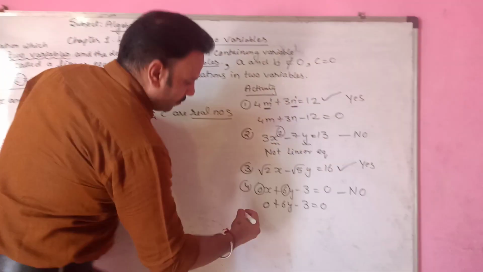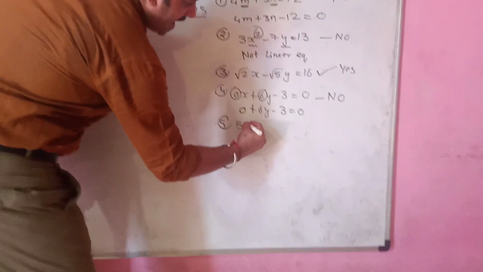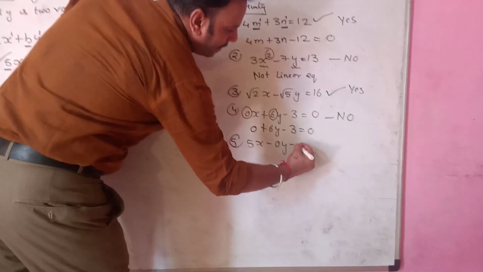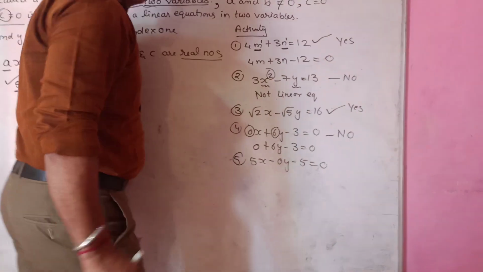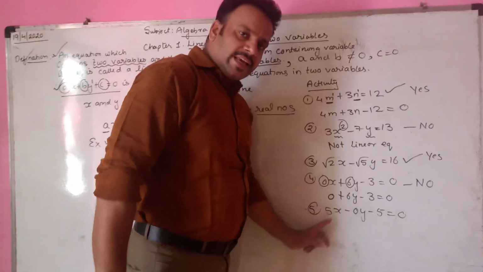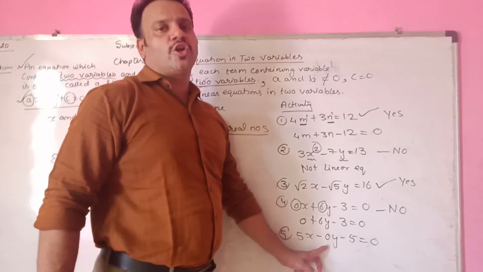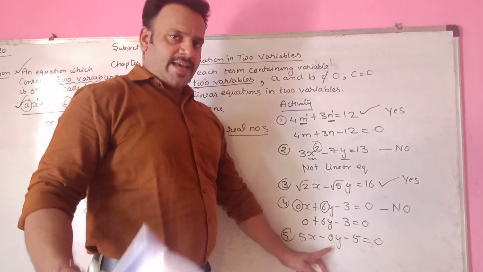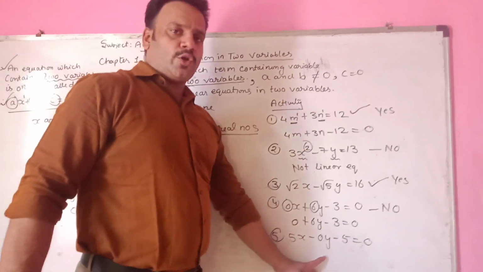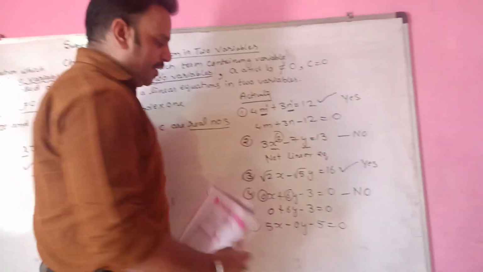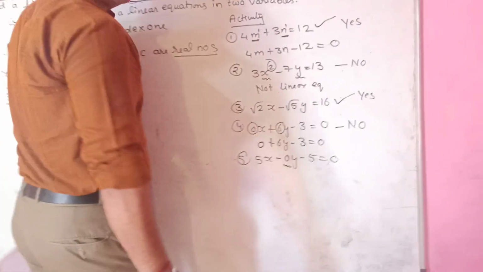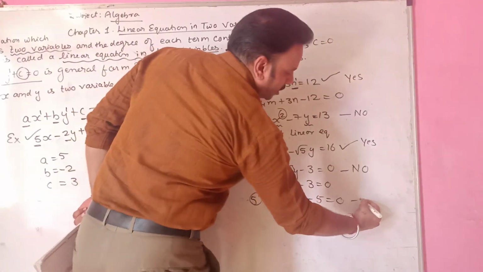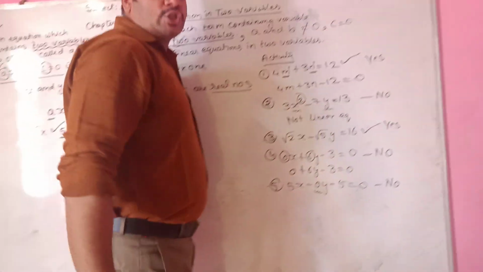Correct? For example, one more activity: 5x minus 0y minus 5 equal to 0. So, is it a linear equation or no? Come on, say it. Yes, it is not a linear equation because here the value of b is equal to 0. It should not be equal to 0. So therefore it is also not a linear equation.